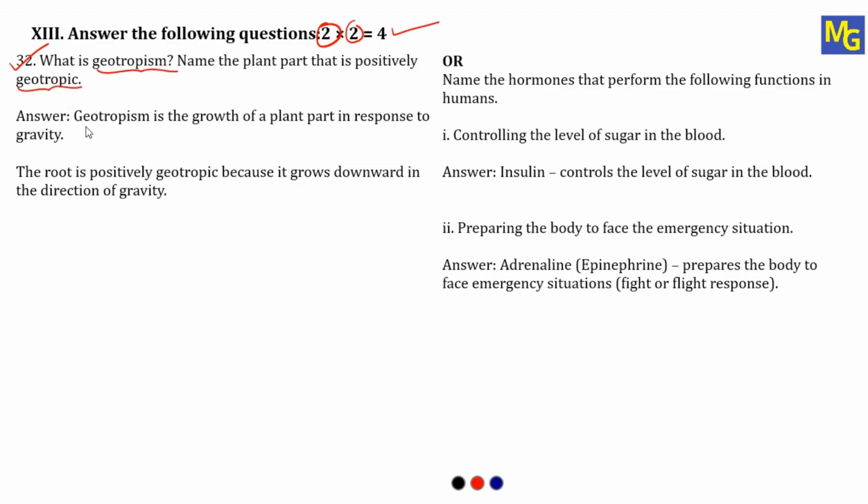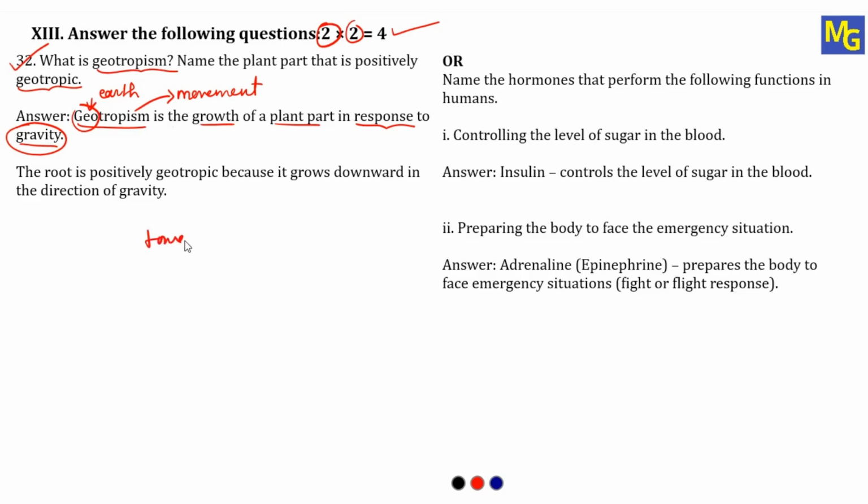Answer: geotropism is the growth of the plant part in response to gravity. Geo means earth, and earth is nothing but that which has gravity. Tropism means movement. So geotropism is a process in which the growth of the plant part takes place in response to gravity. It may be towards the gravity or away from the gravity.